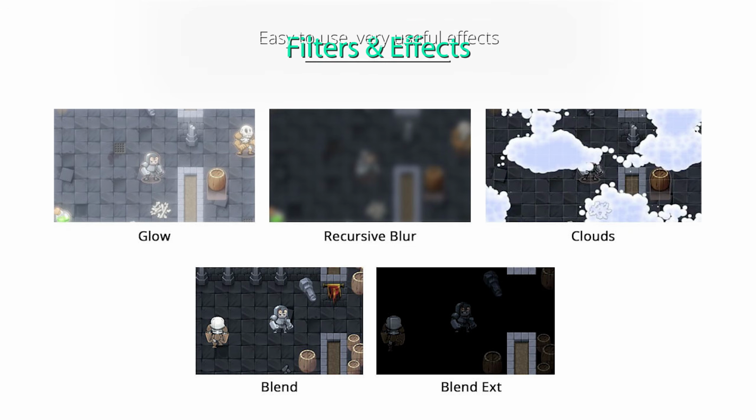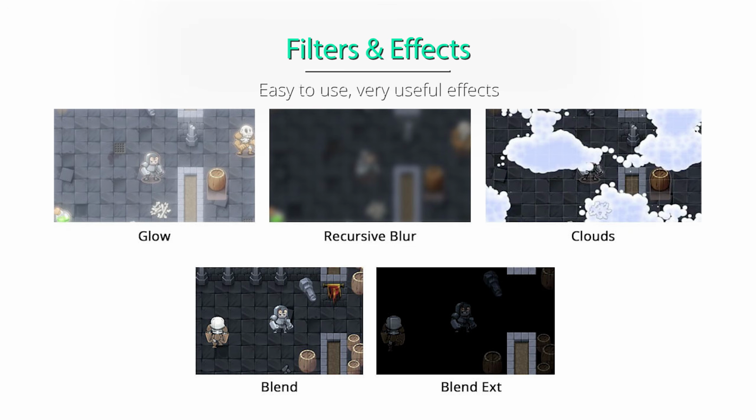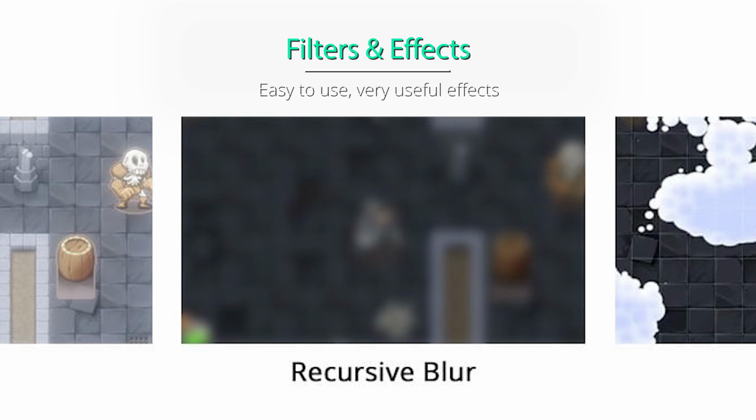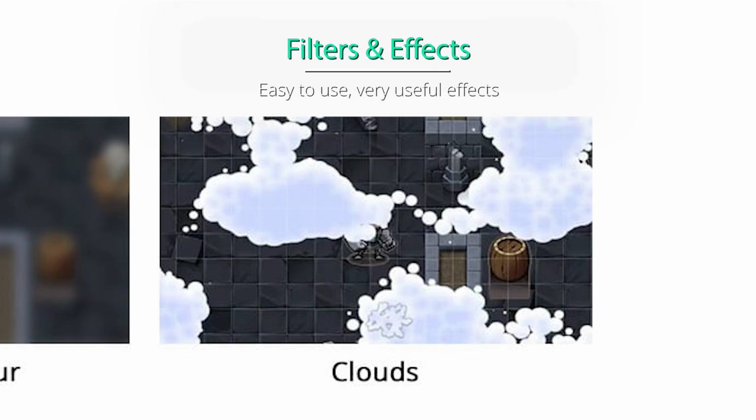There's a bunch of new filters that are uncharacteristically quite helpful this time. Glow will be very useful for highlighting objects, perhaps as you hover over them with a mouse or get close to them. Recursive blur is just always quite useful for lots of things. Clouds, this one's less useful.